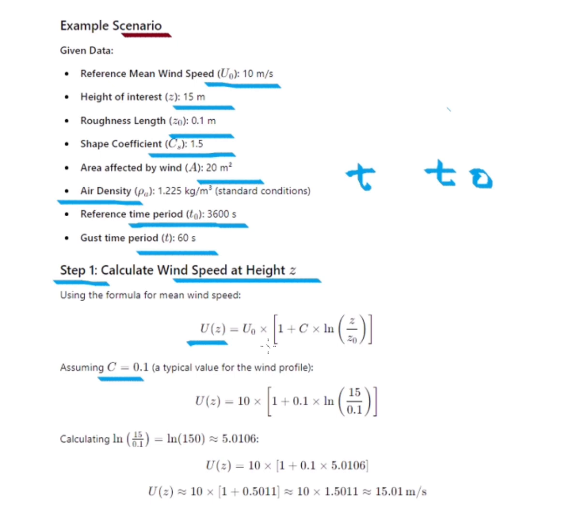So assume c equal to 0.1, the typical value for the wind profile. So u of Z: u naught is 10 meter per second, 1 plus c is 0.1, logarithmic 15 by 0.1. 15 is the height of interest and 0.1 is the roughness length. With this we come to know the u z value is 15.01 meter per second. So you see the wind speed at reference elevation is 10 meter per second, and at 15 meter height the wind speed is increasing from 10 meter per second to 15.01 meter per second.